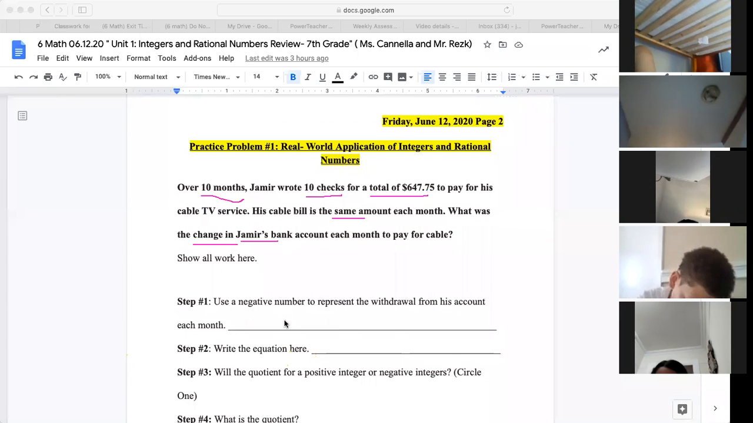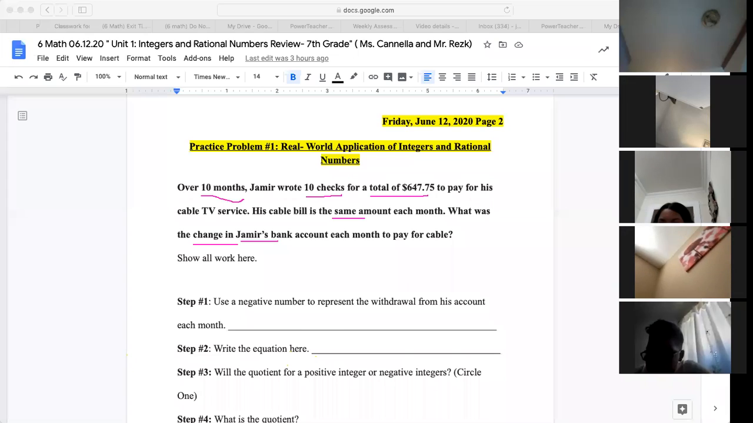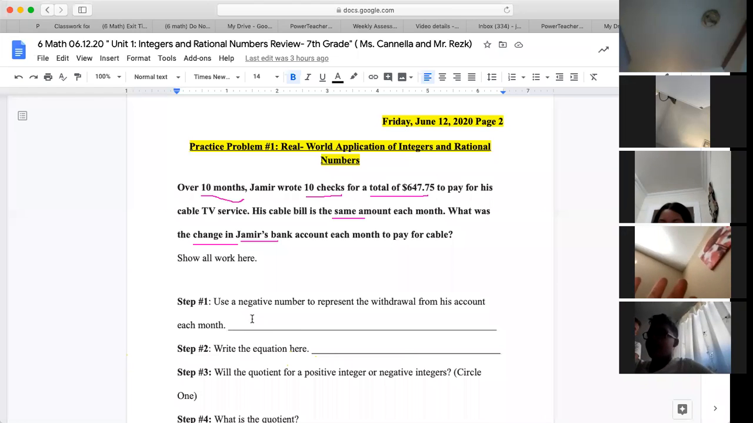All right. Now, how are we going to write an equation? We know that we have 10 checks that equal a total amount of negative $647.75. So what am I going to do with the 10 in order to get to my answer? Am I going to add or multiply, Allison? Or Kayeja? Multiply.